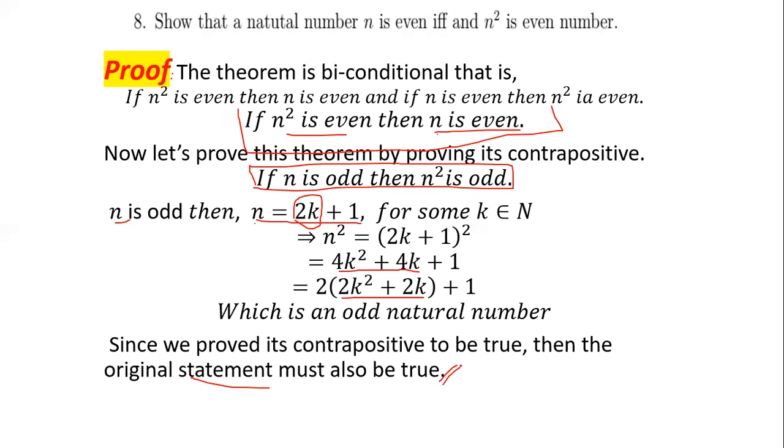And similarly we can prove the converse, that is if n is even, then n square is an even natural number. But the converse of this statement will be left as an exercise for you.